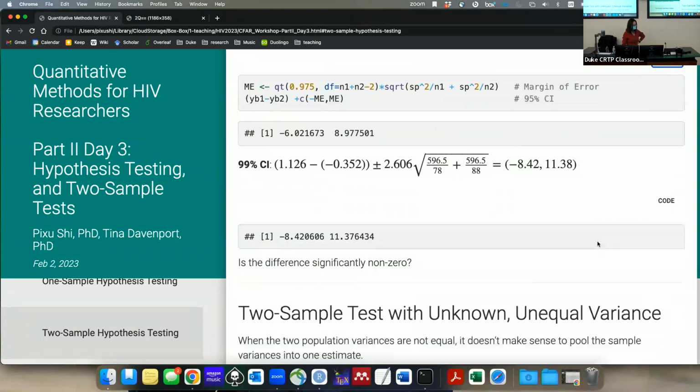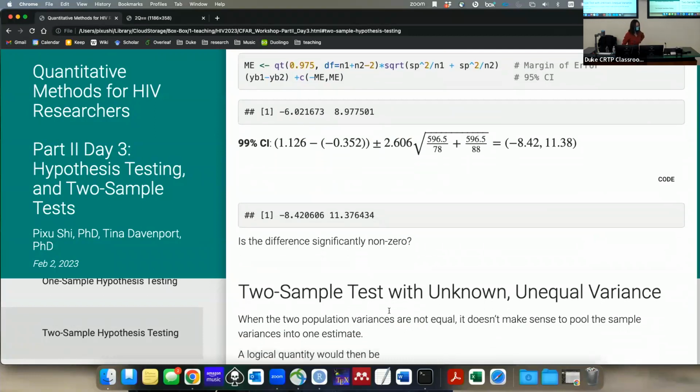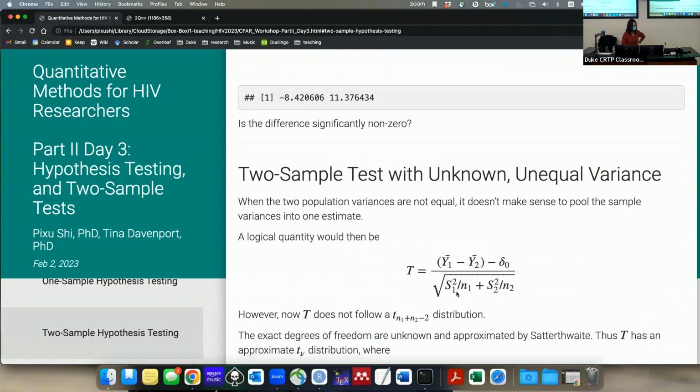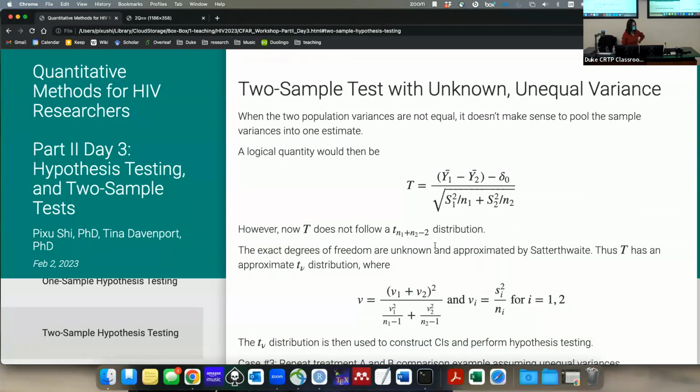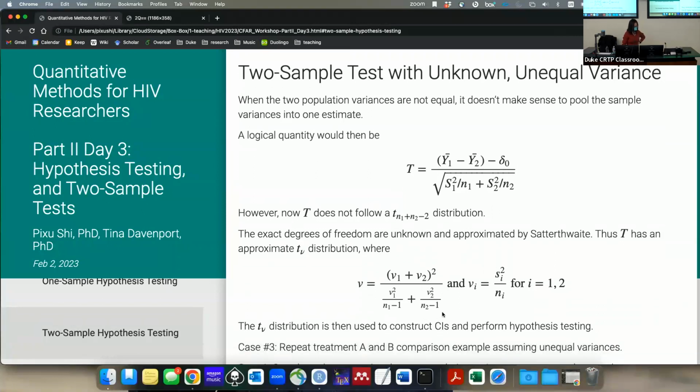But when you have different variance between the two groups, there's the two sample test for unequal variance. The difference is that instead of pooling the variance of the two groups together in a simple way, you will need to use a very different way of pooling them together and calculating the degree of freedom. This degree of freedom will not be an integer, but you round it so that you can still check your t-table.